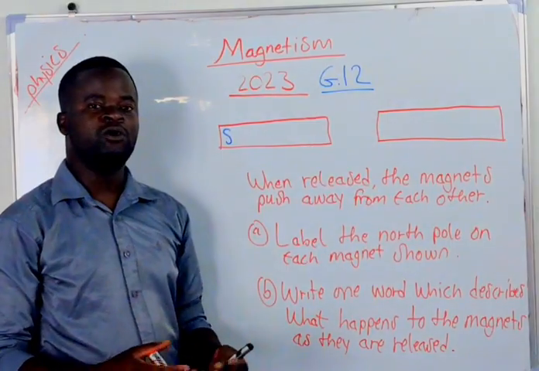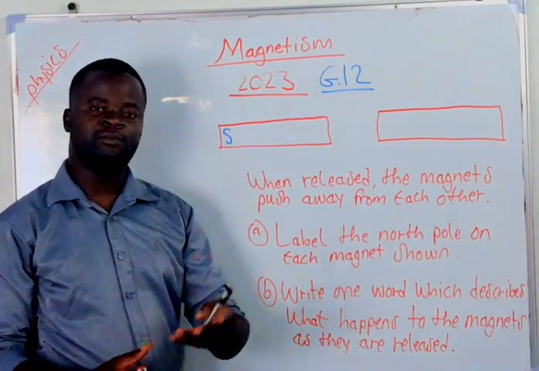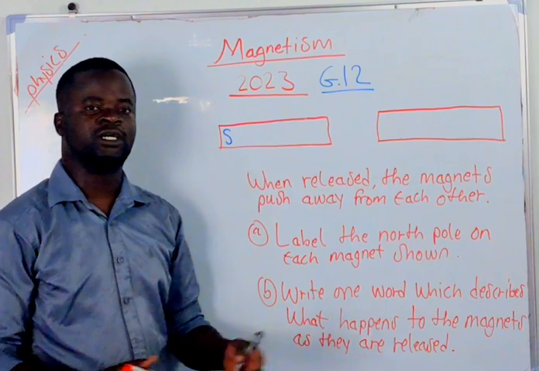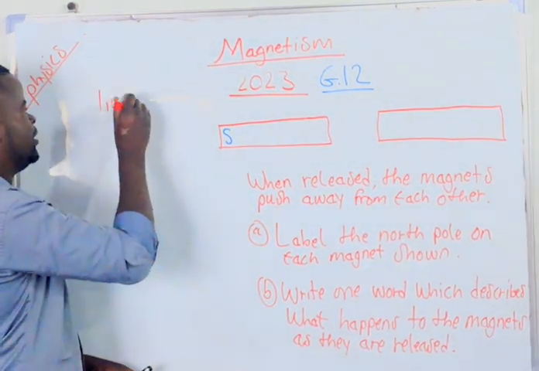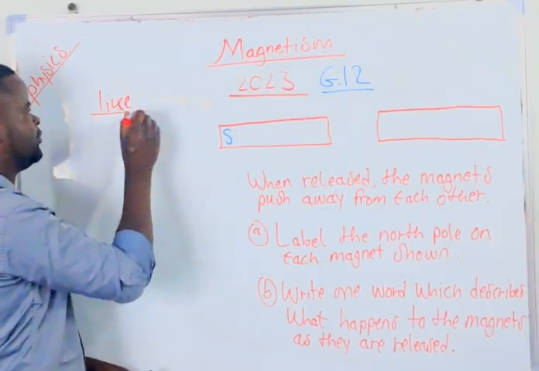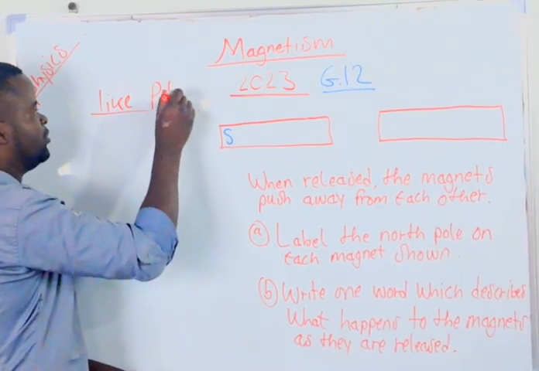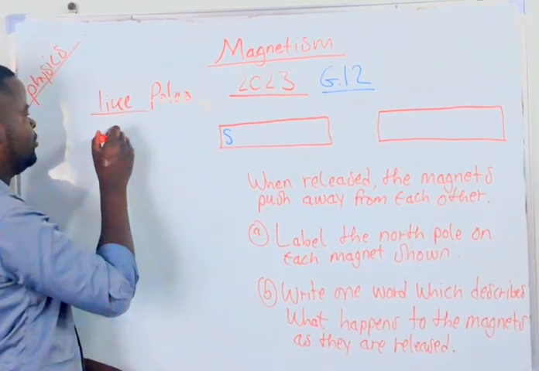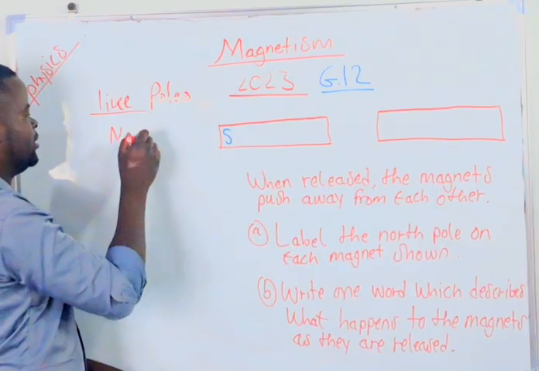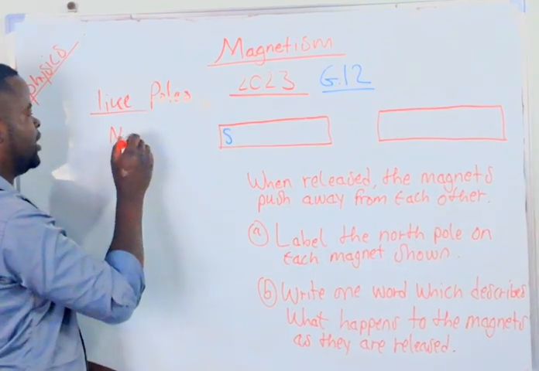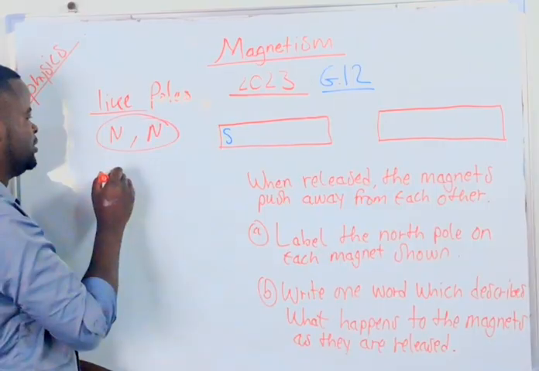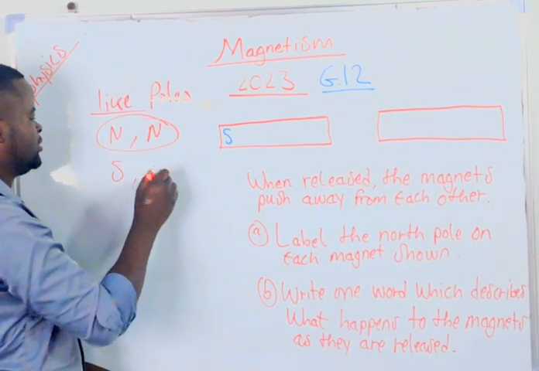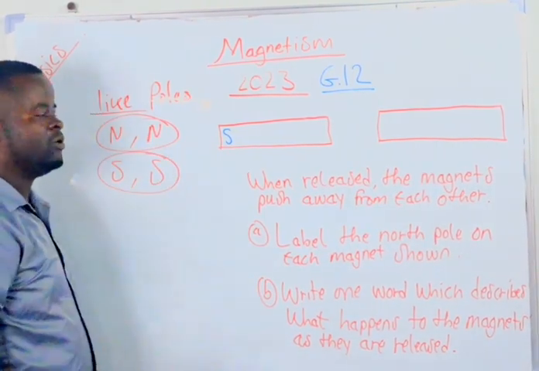Like poles always do what? Repel, and unlike poles always do what? Attract. So, examples of like poles are north and north. North pole and north pole are what we call like poles. And south and south are also what we call like poles.